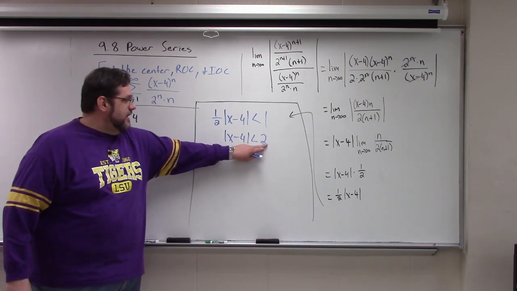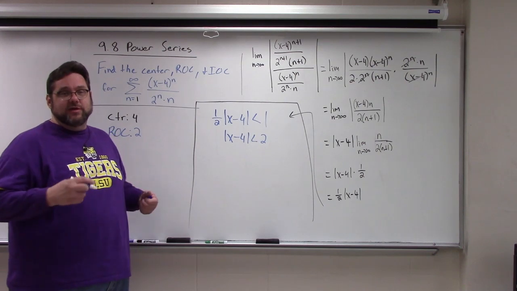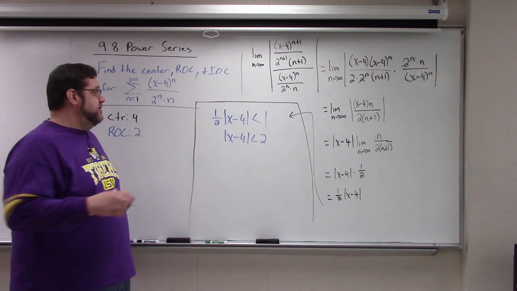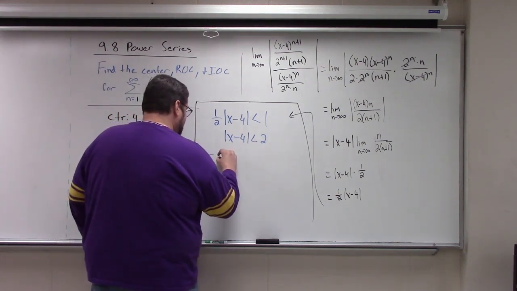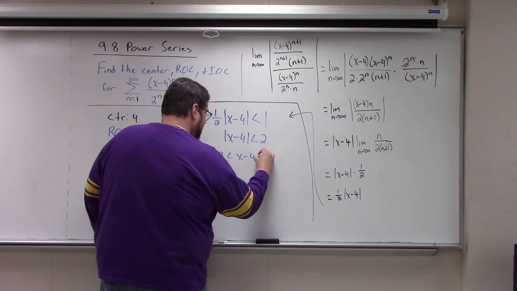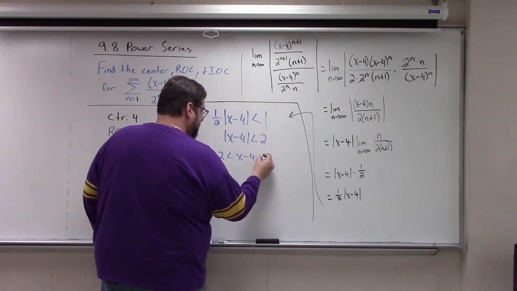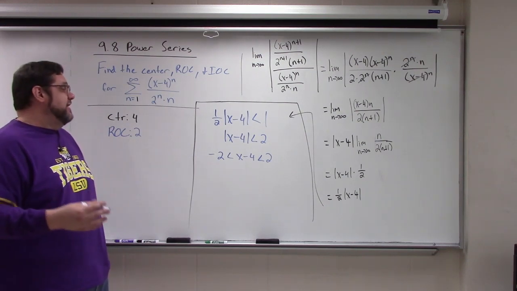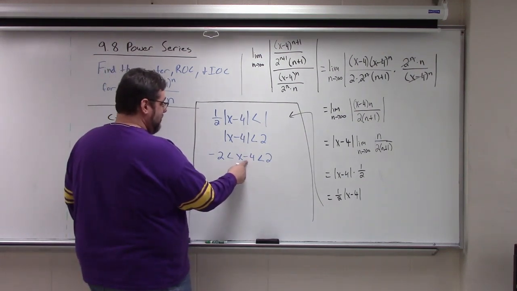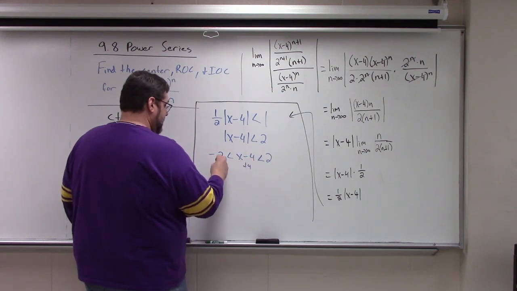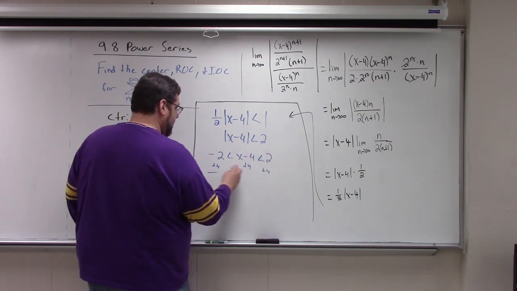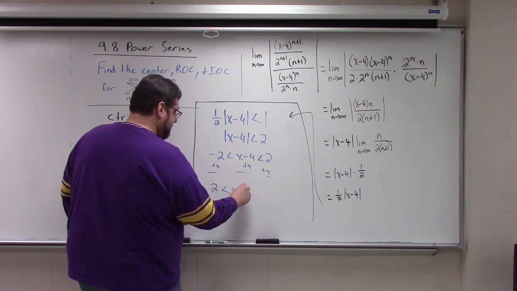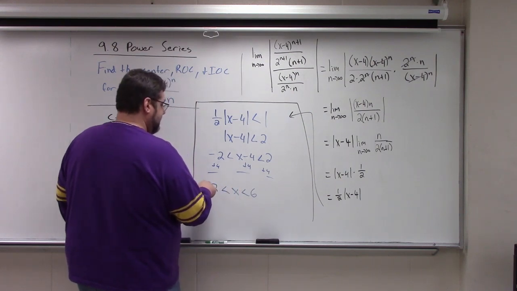So let's look at how we deal with these kinds of inequalities. What this means is the absolute value is less than 2. That means that x minus 4 is between -2 and 2. That's what that absolute value means. If I want to solve this, then I have to add 4 to everything. This is a compound inequality. So I get 2 is less than x is less than 6.